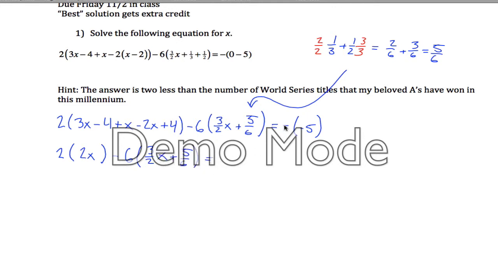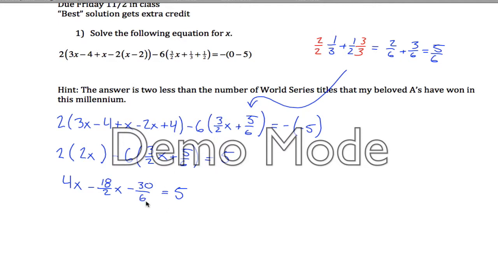Then over here we got the negative, which we can distribute in. Negative and a negative gives us a positive 5. So now we got more parentheses. We can distribute this 2 in and get 4x, and distribute this negative 6 in. If we distribute that negative 6 in, we'll get negative 18 over 2x, and we'll get negative 30 over 6. The way I got these two numbers is I multiplied 6 over 1 into each of these fractions.